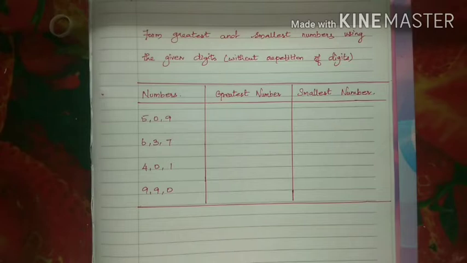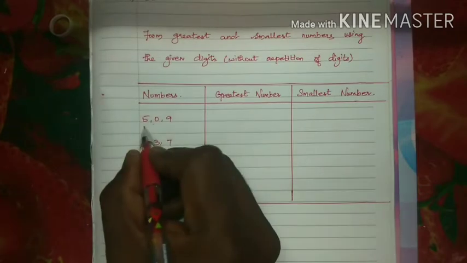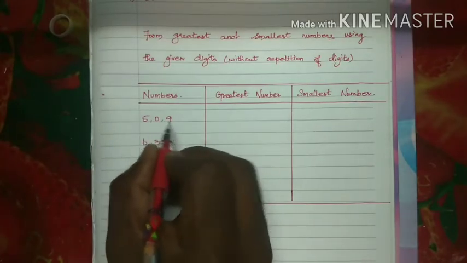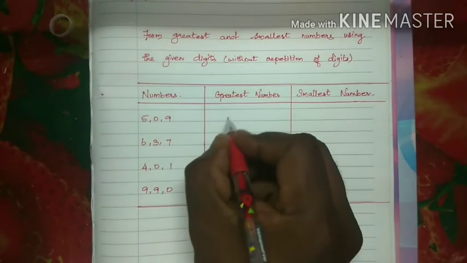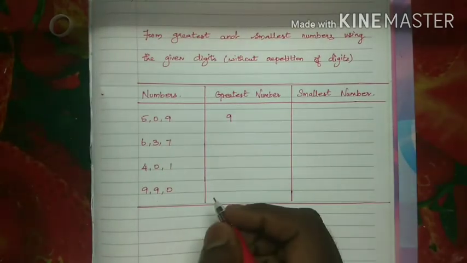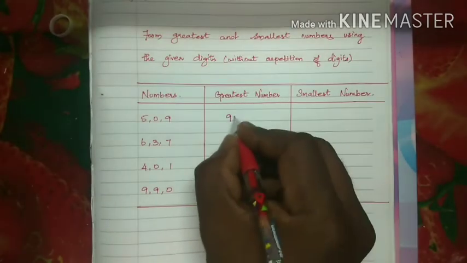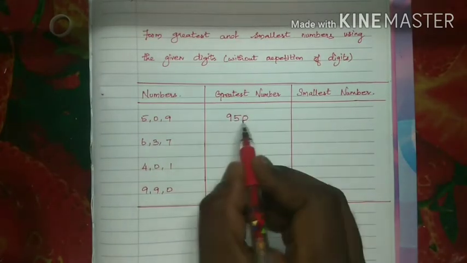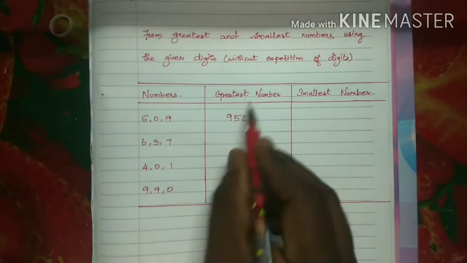Yes. First one, 509. What is the greatest number? How to form a greatest number? Among this 509, tell me which is the bigger number. Yes, 9. So write 9. Next, which is the bigger number, 5 or 0? Yes, 5. Then the last one is 0. So 950 is the greatest number.